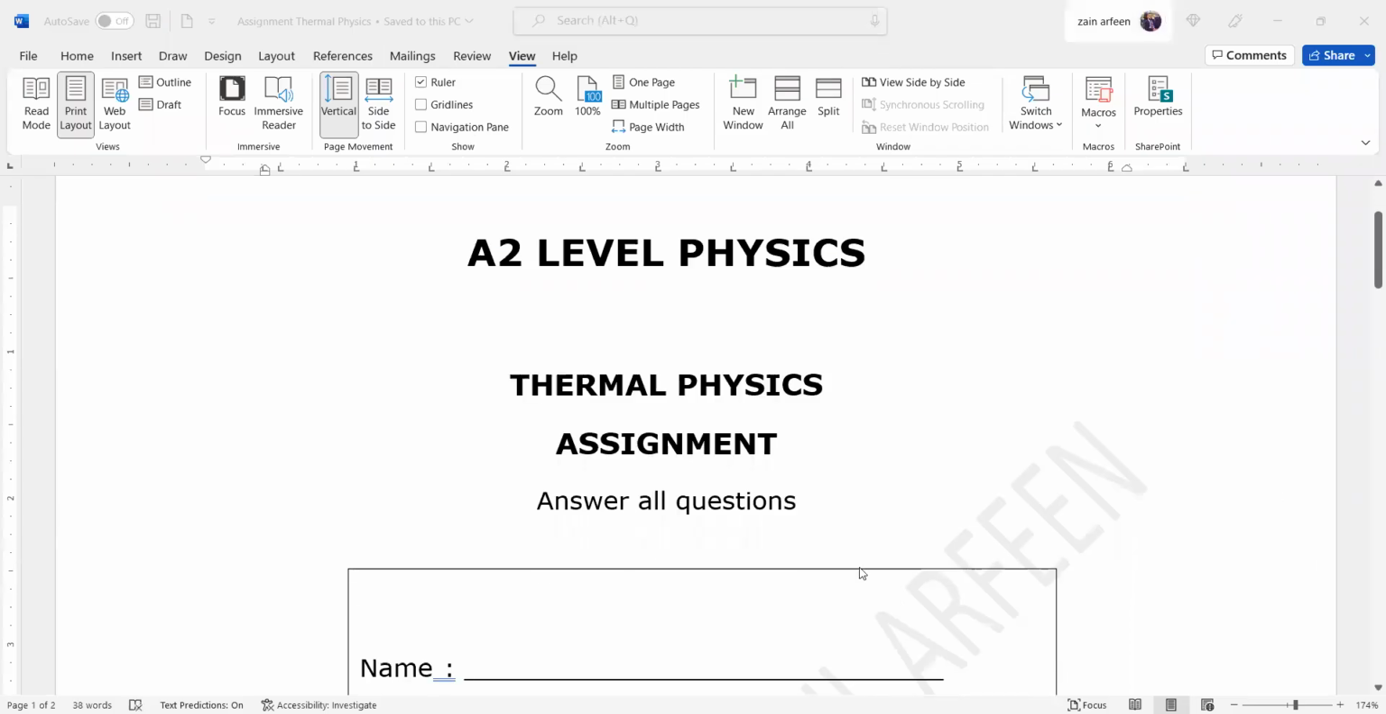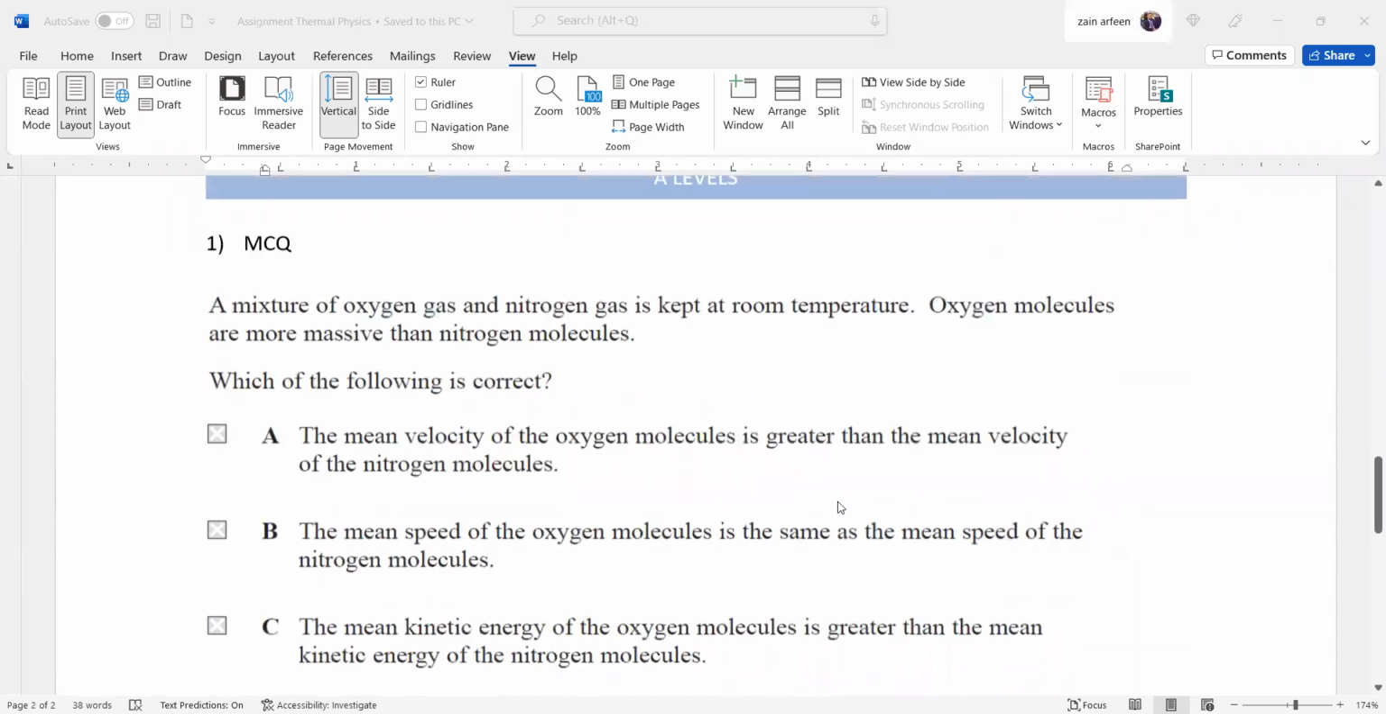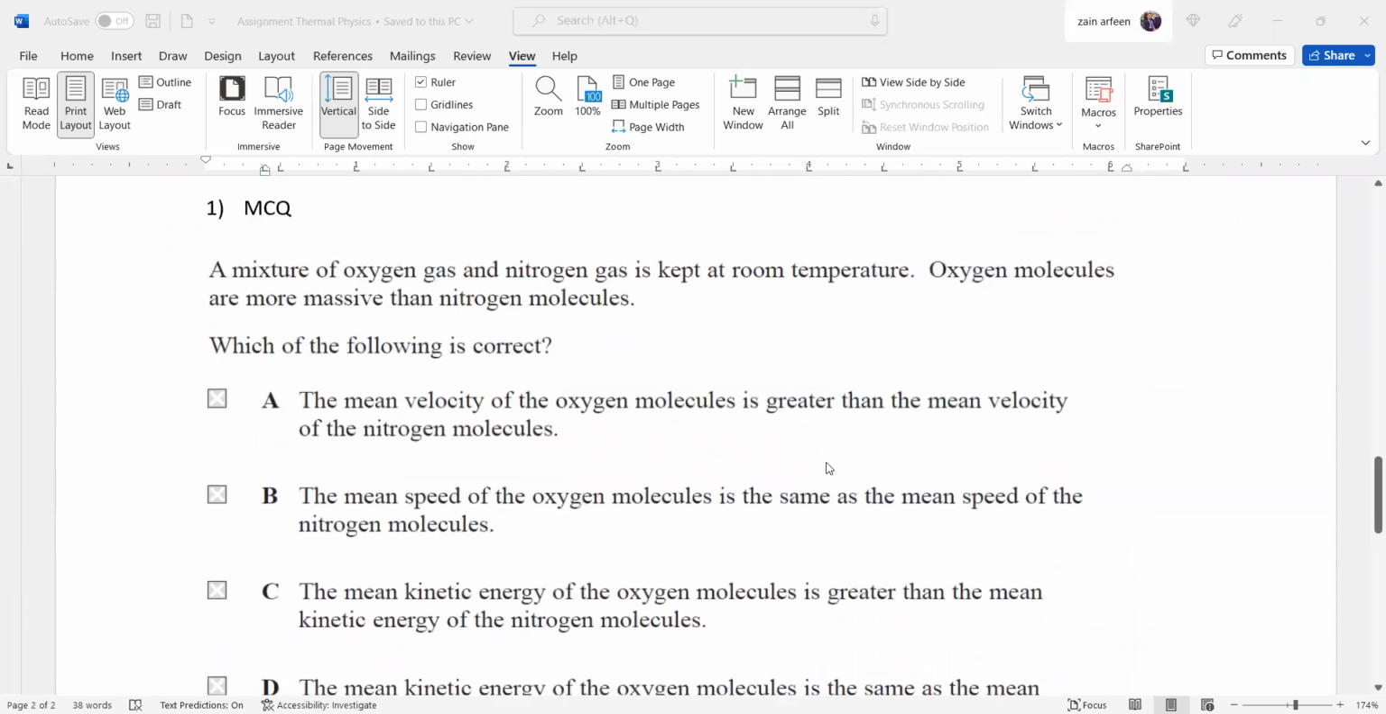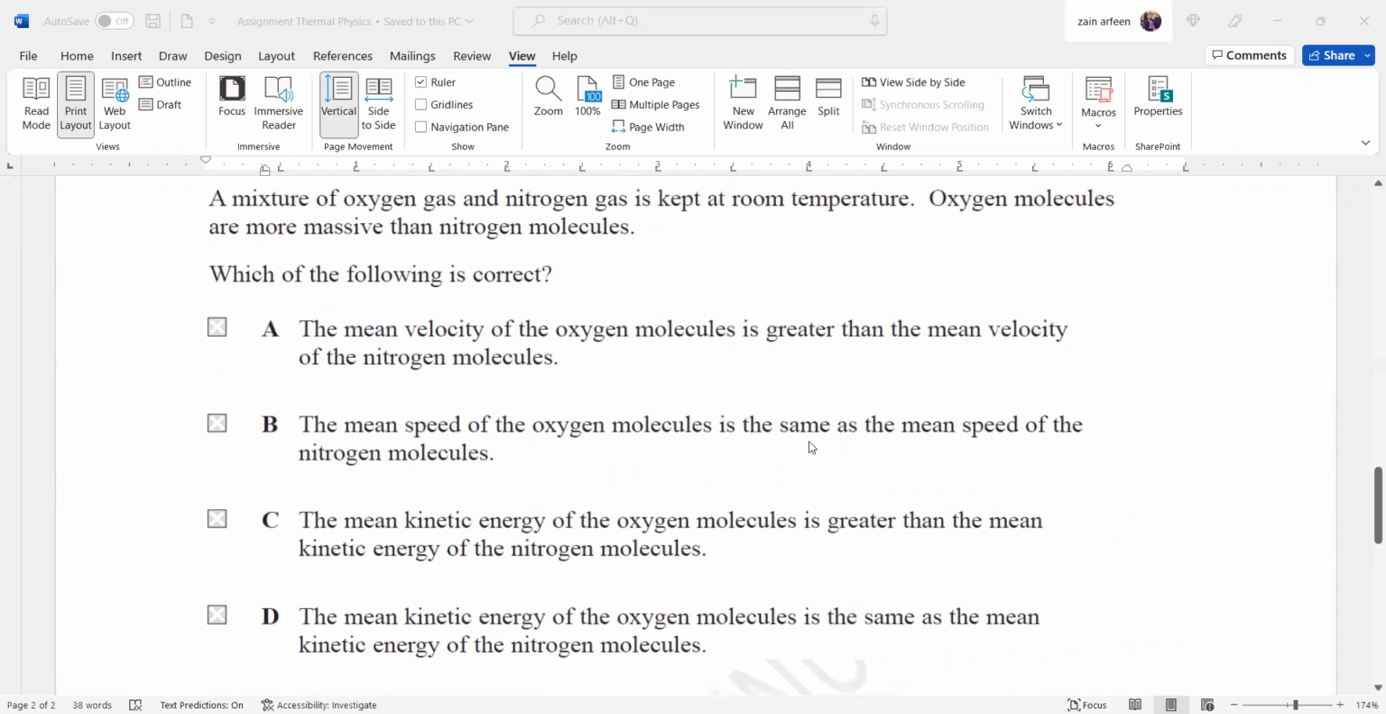So, thermal physics assignment, the first one, question one. A mixture of oxygen gas and nitrogen gas is kept at room temperature, so both have the same temperature. Oxygen molecules are massive compared to nitrogen molecules. Which of the following is a correct statement?